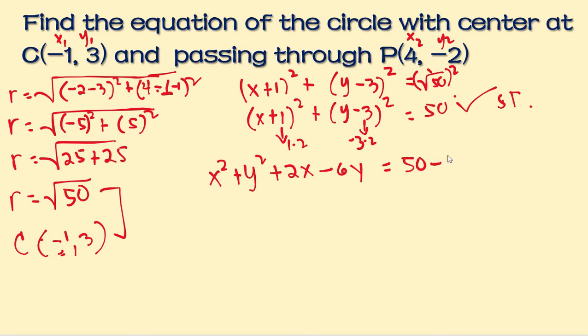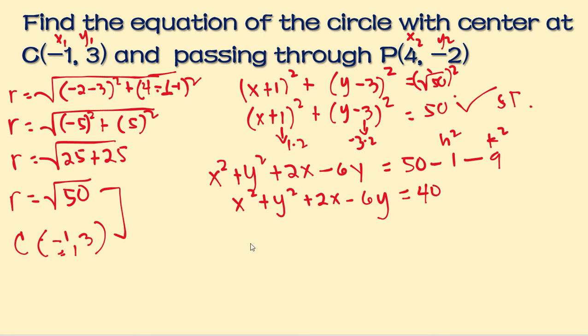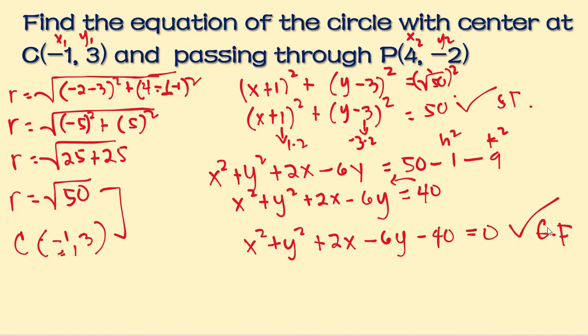Tapos, ima-minus natin siya doon sa h squared. Ano ba yung h natin? Di ba negative 1, so magiging minus 1. Kasi times sa sarili, minus, ano ba yung k squared? 3 times 3, 9. So we'll have x squared plus y squared plus 2x minus 6y equals 50 minus 1 minus 9, it's 40. And then final answer, x squared plus y squared plus 2x minus 6y minus 40, kasi nilipat natin, equals 0. So this is our general form.